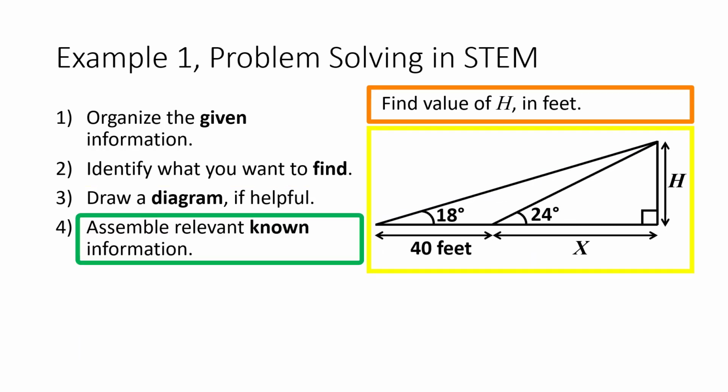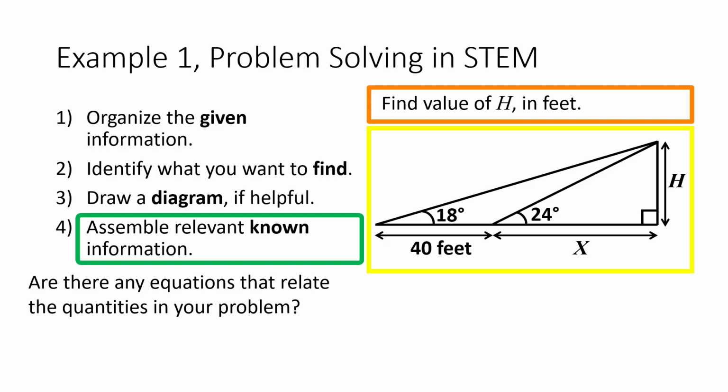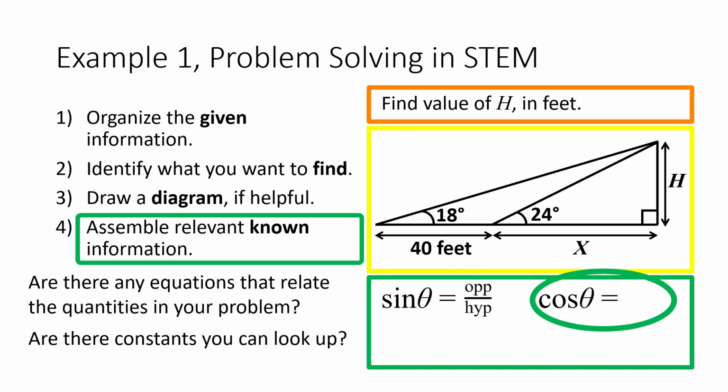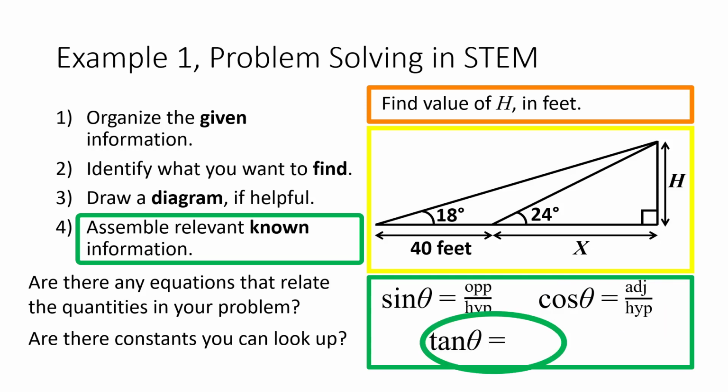Do we know anything about angles and triangles? We're likely to need some trigonometry here. Either recall or look up the definitions of the basic trig functions. If angle theta is in a right triangle, then the sine of theta is the opposite side of the triangle divided by the hypotenuse. The cosine of theta is the adjacent side over the hypotenuse, and the tangent of theta is the opposite side over the adjacent side.